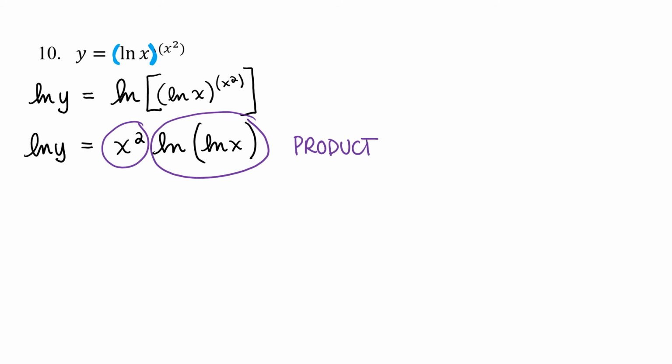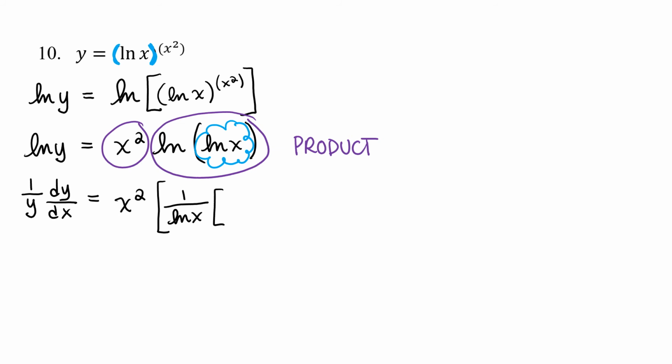So let's take our derivative implicitly. We have 1 over y dy/dx, the derivative of the natural log of y with respect to x, and that'll be equal to, now we have to use the product rule. So we have our first function, x squared, times the derivative of the second function. The derivative of natural log is 1 over what's inside of it. We have a natural log of x inside of it, so that'll be 1 over the natural log of x times the derivative of the natural log of x inside of it, which is 1 over x.